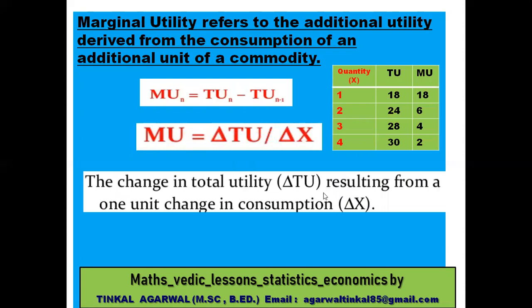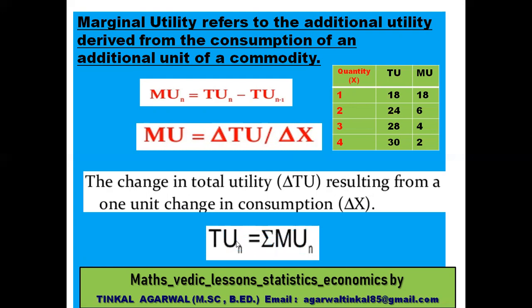So the change in total utility resulting from a 1 unit change in consumption is marginal utility. It can also be written as del TU by del X. Del TU is what? 30 minus 28 is 2. So del TU is 2 by del X. What is del X? 4 minus 3 is 1. So 2 by 1 is 2. It can also be found, suppose we want to find it for 3 units. So del TU is 28 minus 24 is 4. 4 by 3 minus 2 is 1. So MU is 4.